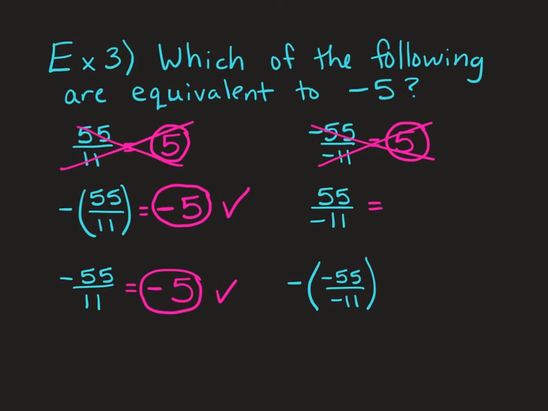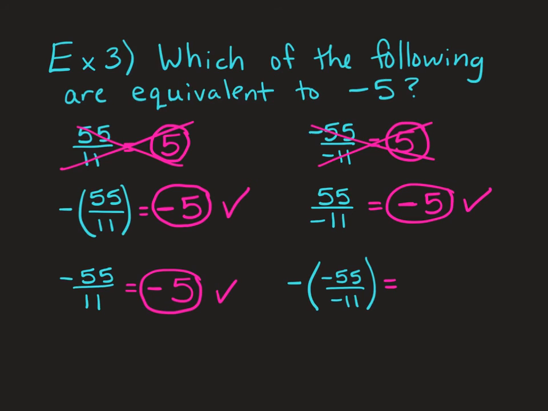Our next choice, we have positive 55 divided by negative 11. A positive divided by a negative is a negative. And 55 divided by 11 is 5. So is this equivalent? Yes.